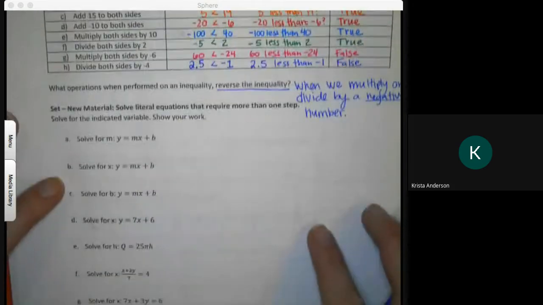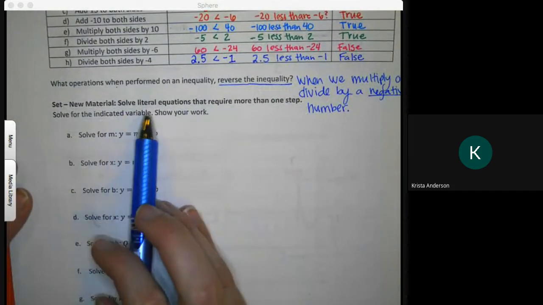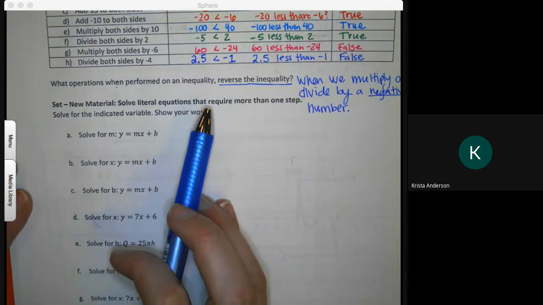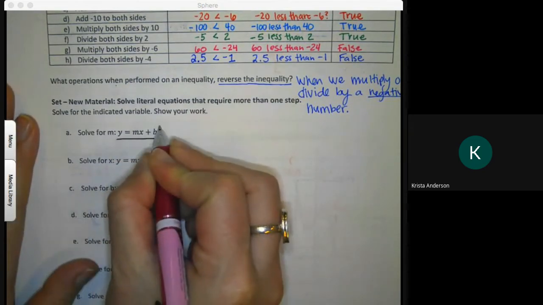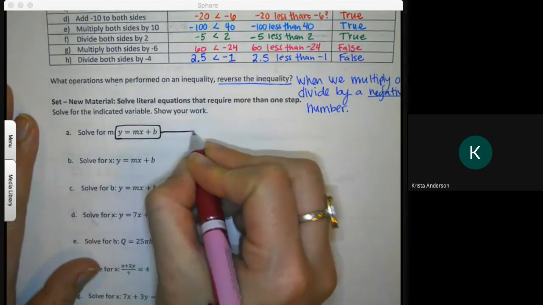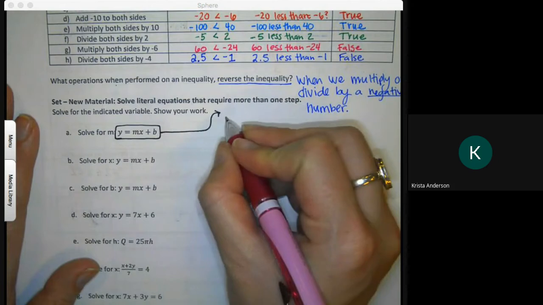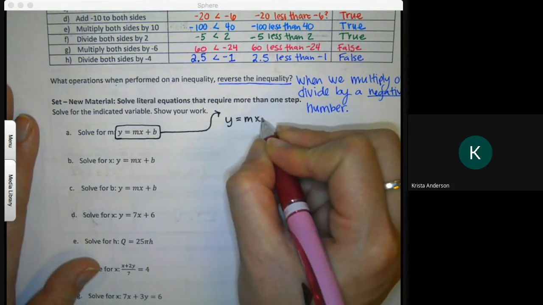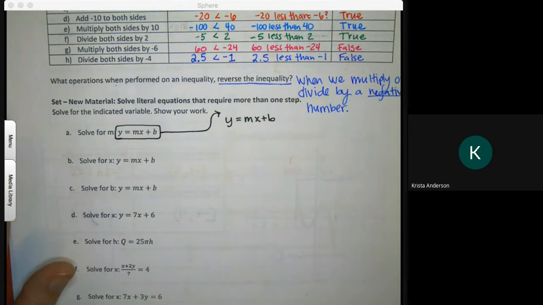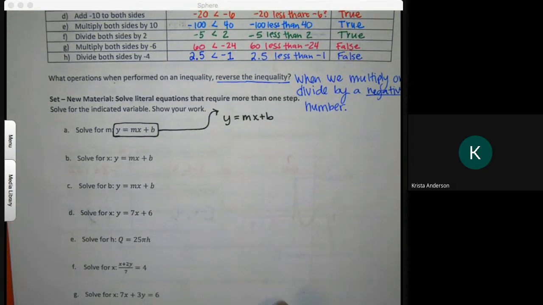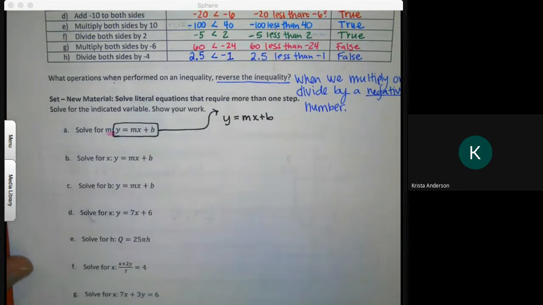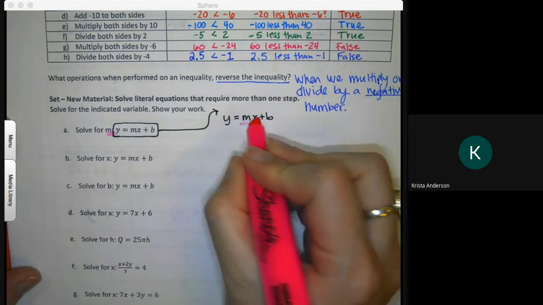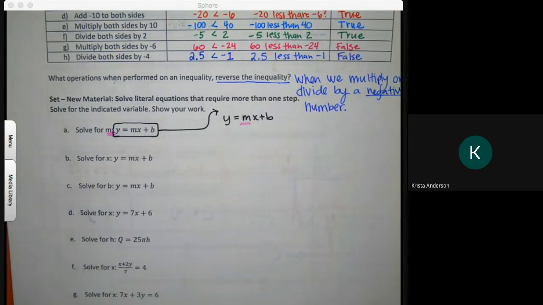In the next section, we are going to solve literal equations that require more than one step. We are going to be moving the variables around to get one by itself. I'm going to rewrite and move this over so I have more room. In this first one, for A, it wants me to find the letter M. It wants M to be alone.